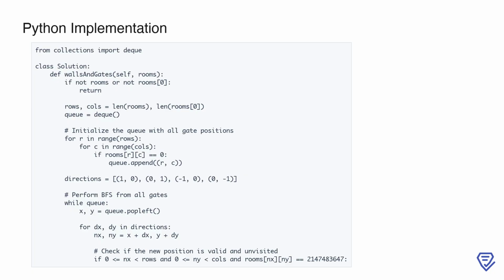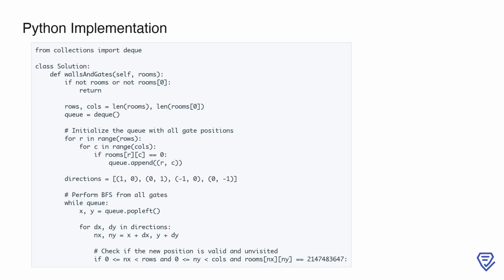Here, we start by importing the deque class from the collections module, which will help us efficiently handle the breadth-first search, or BFS, traversal. Inside the solution class, we define the walls and gates function. The first thing we do is check if the input rooms grid is empty or if it has no rows, and if that's the case, we simply return because there's nothing to process.